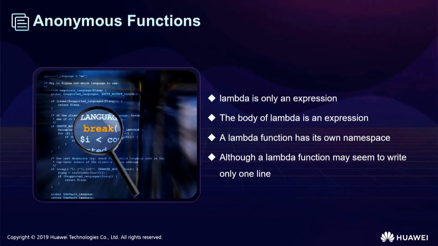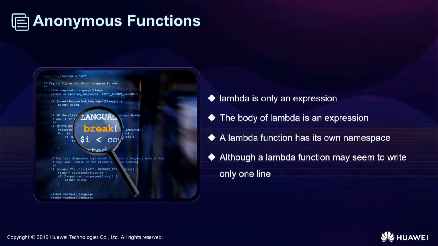Python uses lambda to create anonymous functions. Lambda is only an expression, and its function body is much simpler than def. The body of a lambda is an expression, not a block of code. Only limited logic can be encapsulated in lambda expressions.